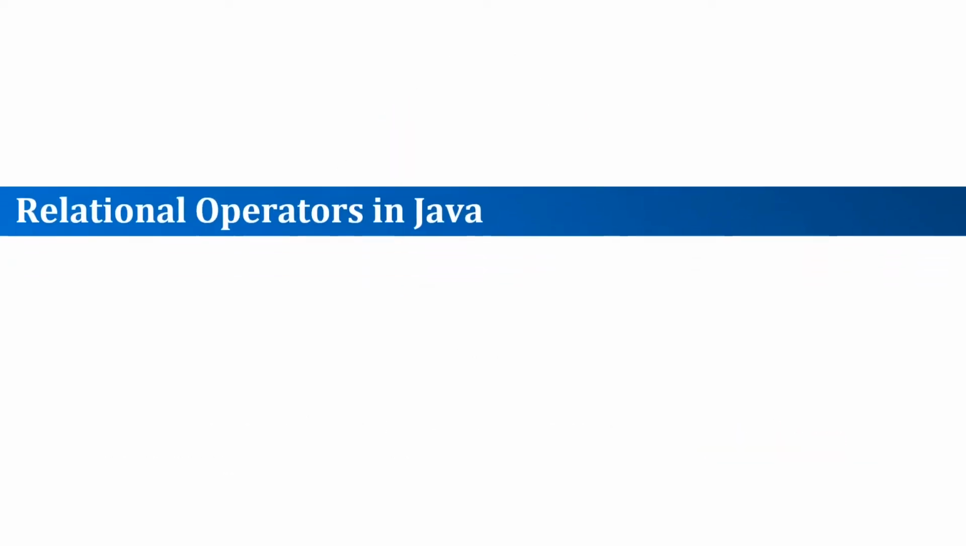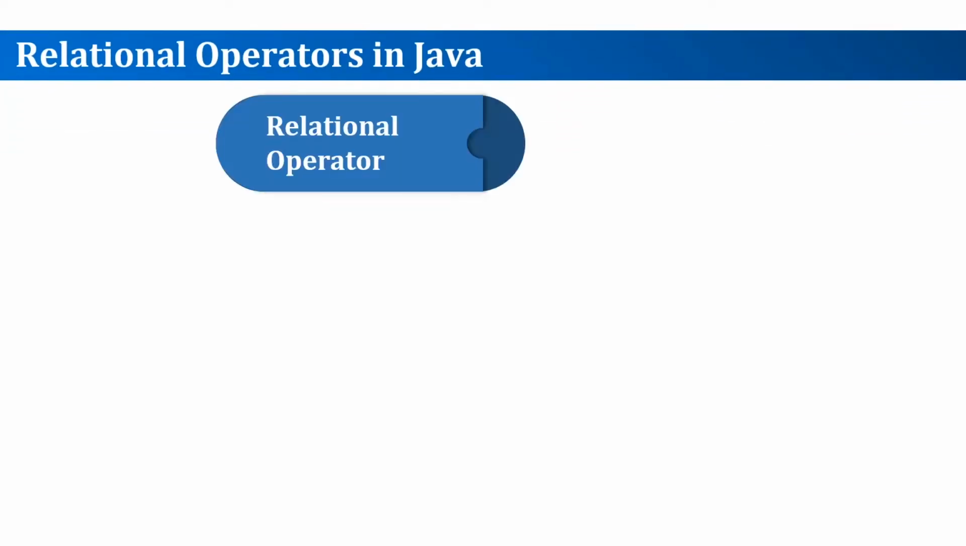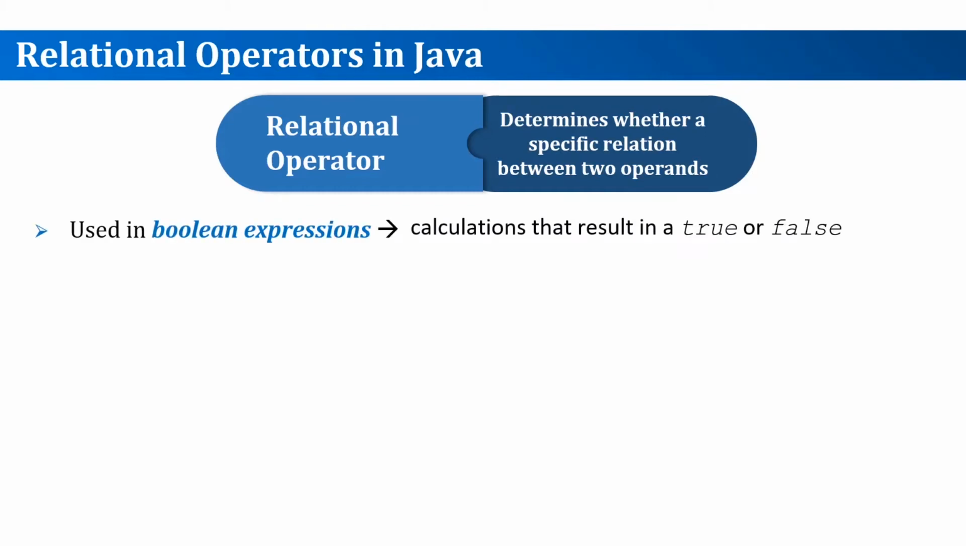In this video, we will learn about the relational operators supported by Java and how to use them. From its name, a relational operator is used to determine the relationship between two values. The relational operator is used in a Boolean expression. A Boolean expression is an expression that evaluates to true or false.